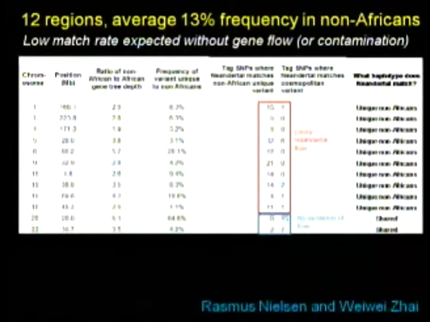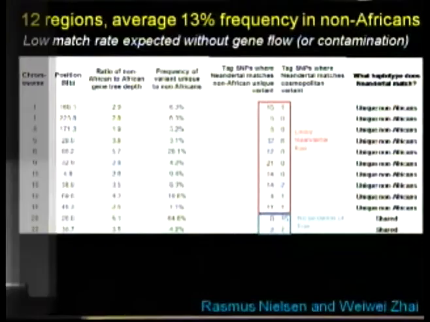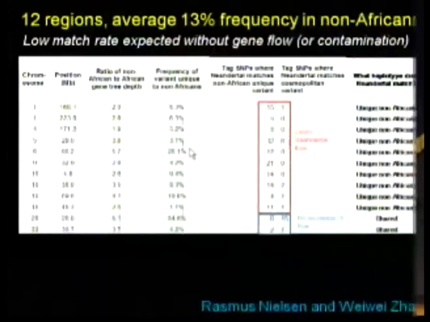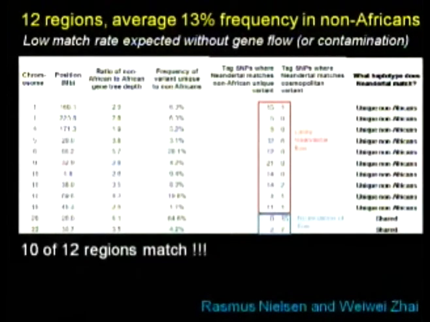An important thing to realize is this can't be due to contamination. Imagine all our data was contaminated. Then what you would see is maybe a 13% matching to Neanderthal, because we're actually just matching to the variant that's only 13% frequency in Europeans. But instead it's 10 out of 12. So if it was all contamination, you wouldn't get a higher matching rate than the frequency of these variants unique to non-Africans, but it's 10 out of 12. So that's kind of a result that can't be explained by contamination.